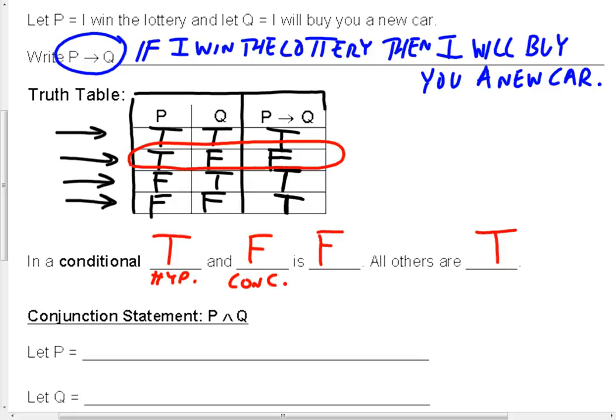Does everybody understand why these two were true? Because we really weren't saying anything about what happens when I win the lottery. We were just talking about what happens when I don't win. We really don't have any information about that. I didn't make a statement about that.